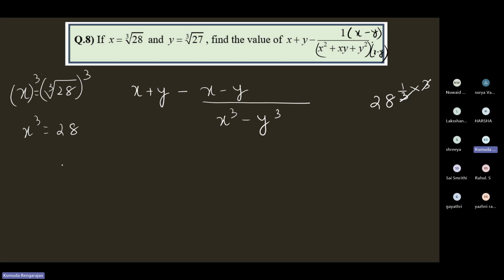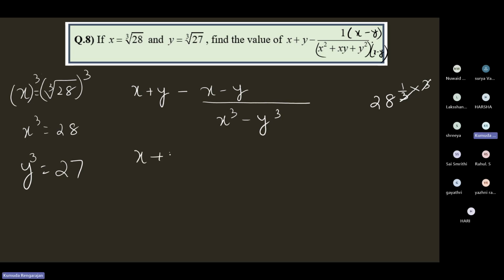Similarly, cube root of 27 is 3. You can take it as 3. So y cubed is what? See, y is equal to cube root of 27. Cube root of 27 is 3. So y cubed will be 3 cubed, 27.